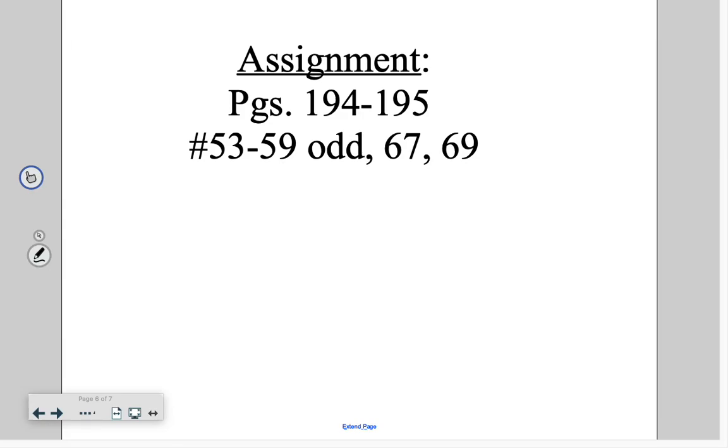So 53 to 59 odd, 67 and 69. And like I said, I want to take a look at 53 quickly, just because I want to get you off on the right foot, get you started correctly. I'm going to show you a little calculator trick too, that'll save you some time.